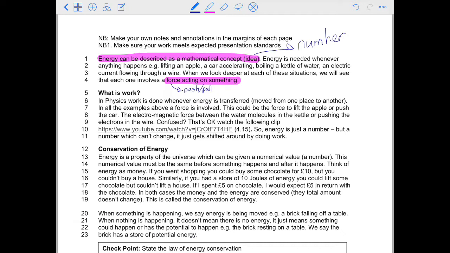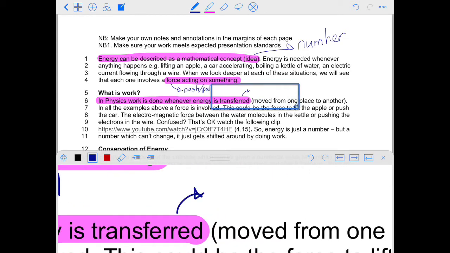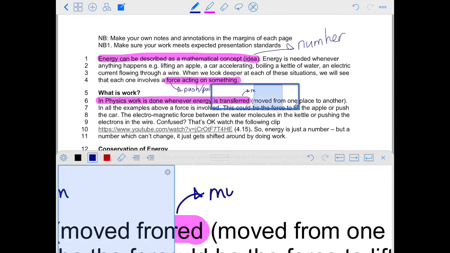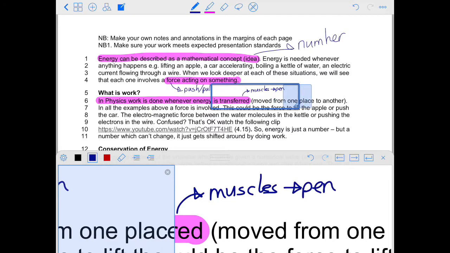Work is involved with all of this too. So what is work? Again, we have an everyday understanding of work, but in physics, it goes a little bit deeper than that. In physics, work is done whenever energy is transferred or moved from one place to another. So whenever energy, for example, goes from your muscles into your pen to make your pen move, that is a form of work. Another form of work could be simply lifting an apple, anything like that.